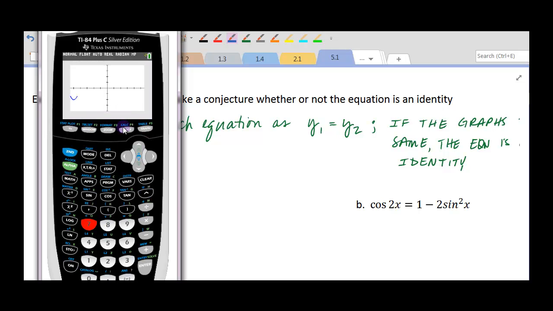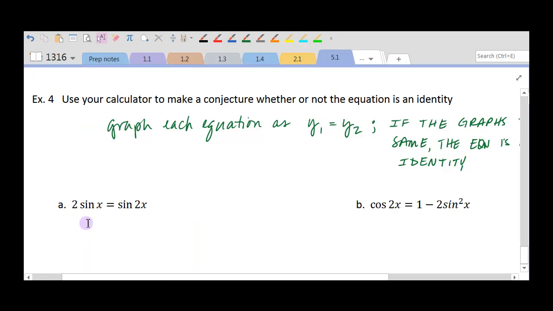So let's do that. It takes my calculator just a second to graph this, but you can see that this first blue line is the 2 sine x function. Coming behind it, on the heels of it, is the other function, sine 2x. Now, these 2 functions do not line up graphically on the calculator, and if that's the case, then they are not an identity. What you're looking for is, if I graph the left-hand side and the right-hand side, the picture should be the same. So I would say that this is not an identity.